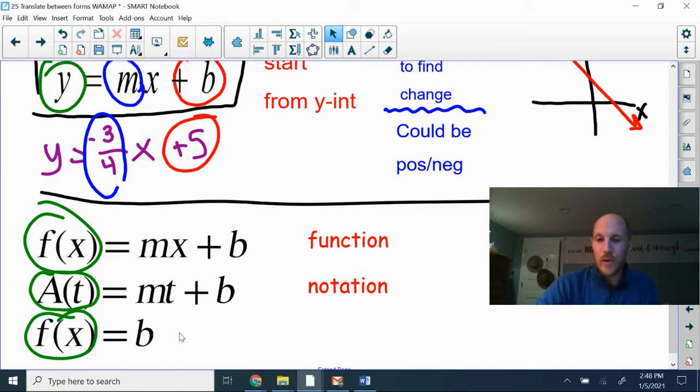We can change the letters, use a different label, like the second one, a of t. So maybe there's some reason why we want to call this function with the name a instead of just using an f for function. And maybe there is some reason why we have changed the variable to a t instead of an x. Maybe it's the amount of people as a function of time, right? As time goes by, the number of people in the room changes or something. And so maybe it makes sense based on the context that we do want to use different labels and different variables. Okay, maybe not. Who knows? And then the last one, f of x equals b. That is still going to be our horizontal line and is still an example of slope-intercept form with a 0 slope, but written as function notation.